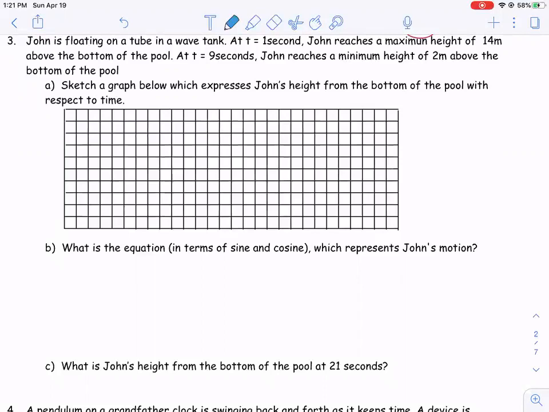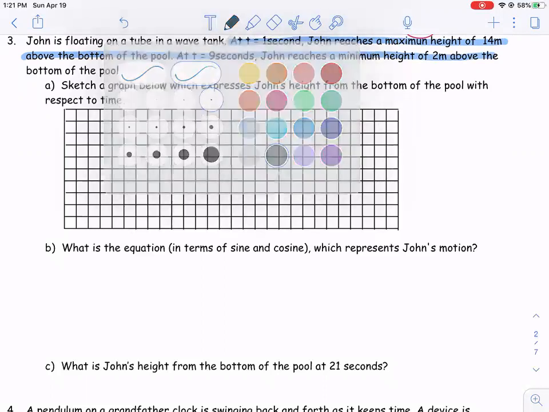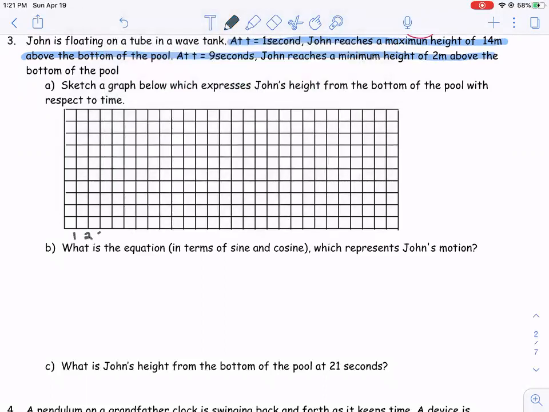Okay, so with this problem, we've got John is floating on a tube in a wave tank, and at t equals 1 second, he reaches his maximum height of 14 above the bottom of the pool, and at 9 seconds, he reaches a minimum height 2 meters above the pool. Okay, so we've got our time down here.